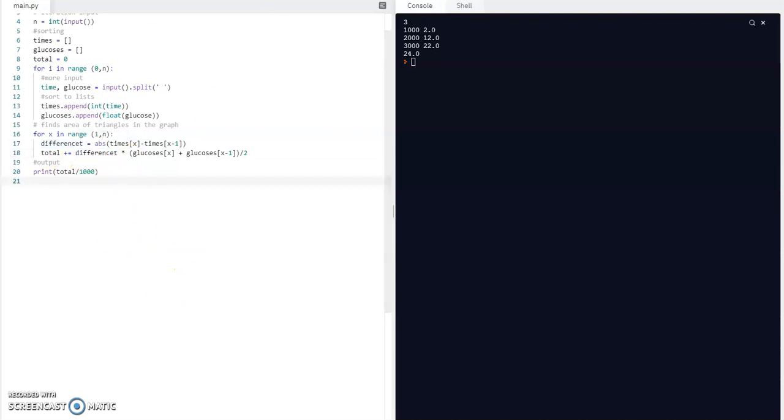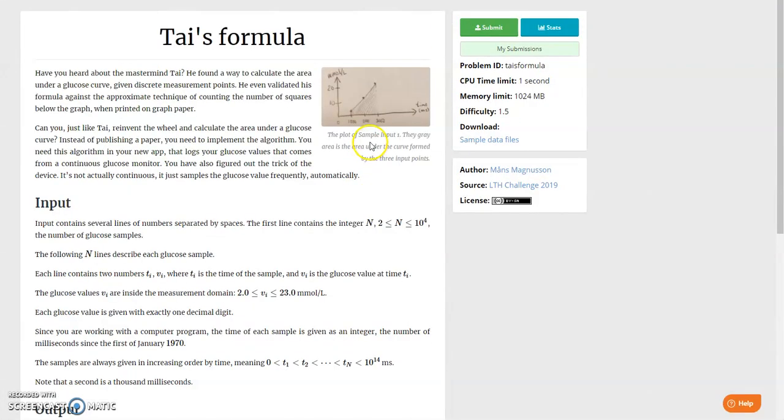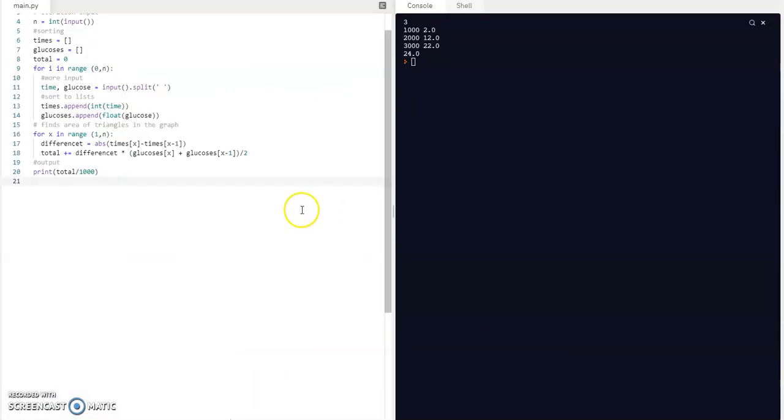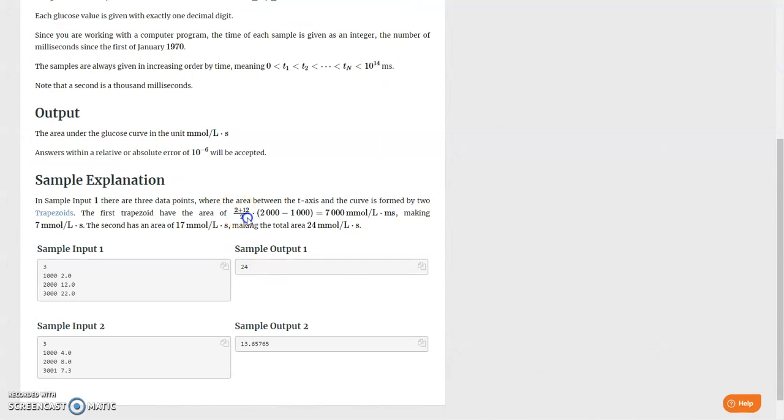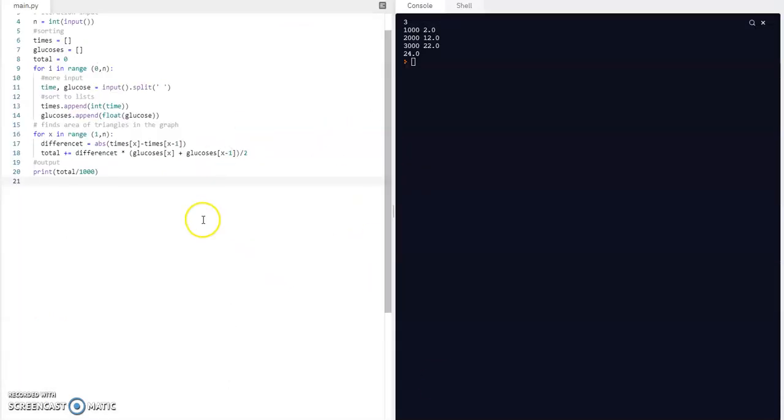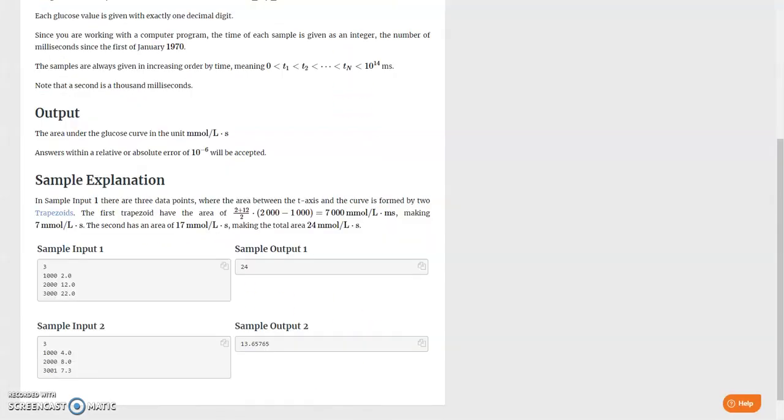Basically, when you calculate the difference in time, what you're really calculating is the length of this segment on the x-axis, or I guess here it's called the t-axis. And then I'm taking the average of the glucose levels, which is parallel to what they're doing right here. And then I add that to the total, and then here I print out the total divided by 1,000. All right.